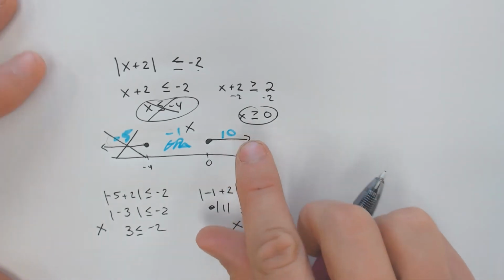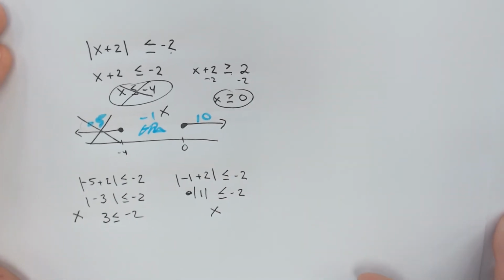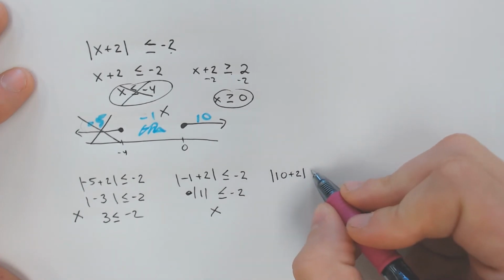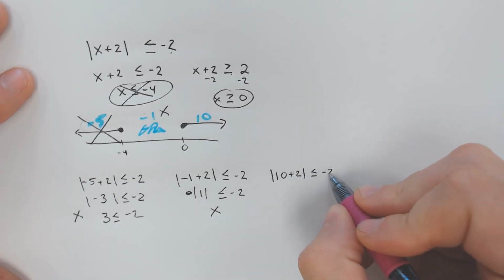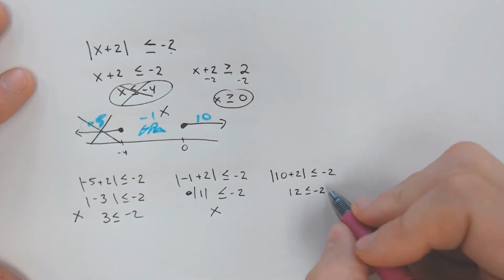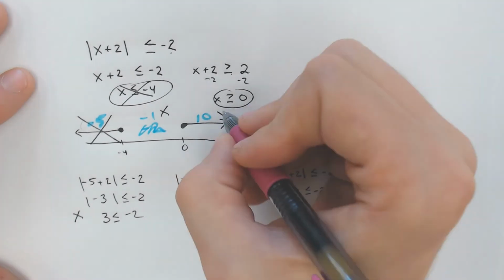So 10's our only hope. Maybe 10 will work, maybe it won't. If we plug in 10 plus 2, this is not looking good. 10 plus 2 is 12, and 12 is for sure not less than or equal to negative 2. So this also didn't work.